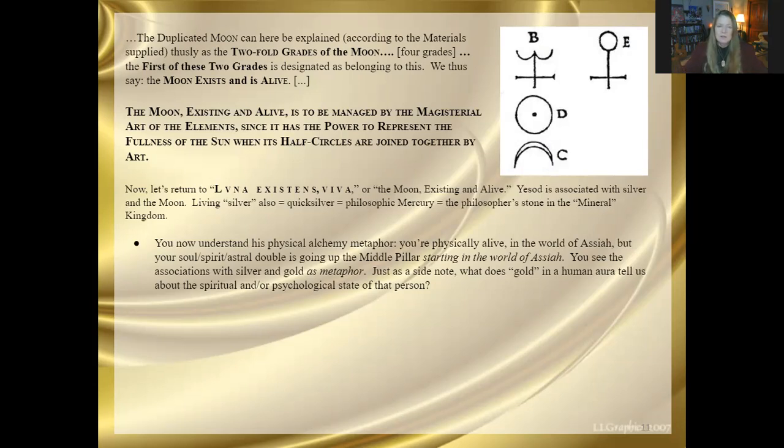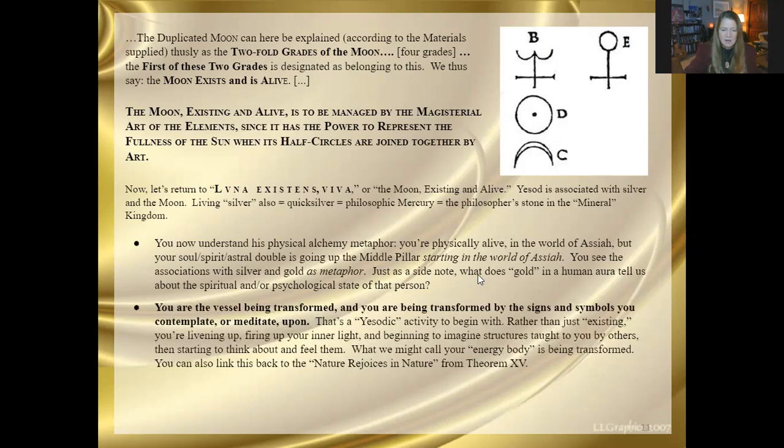Anyway, so what are you doing? Well, in the silver of Yesod, you're trying to turn it into the energetic gold of Tifereth of Asiah. All right, you're the vessel being transformed. You're being transformed by the signs and symbols that you are studying. That's a Yesodic activity. So you're not just existing, you're livening up.